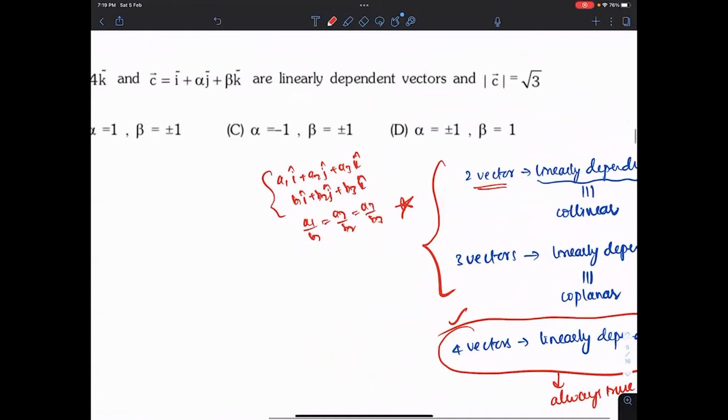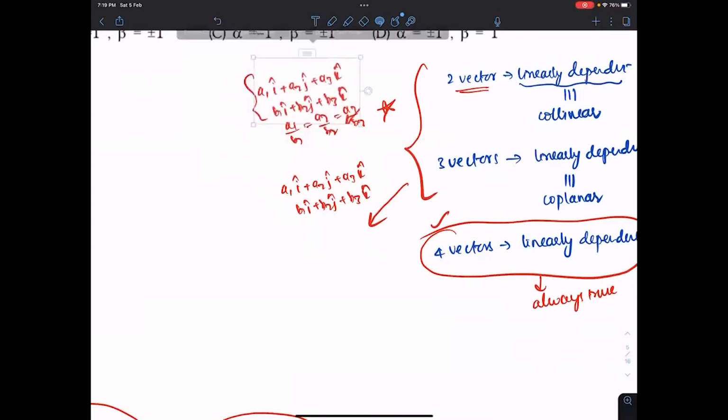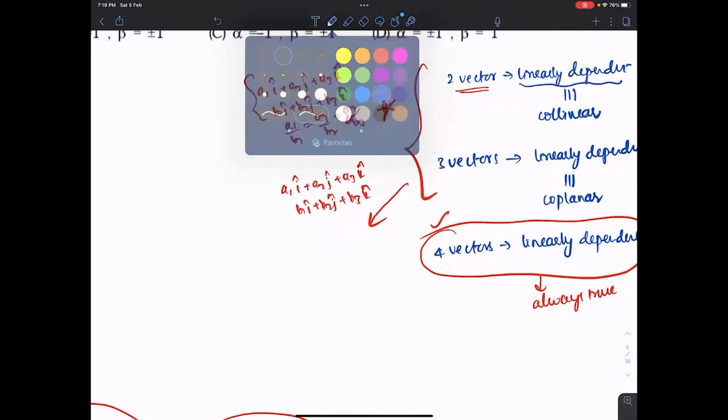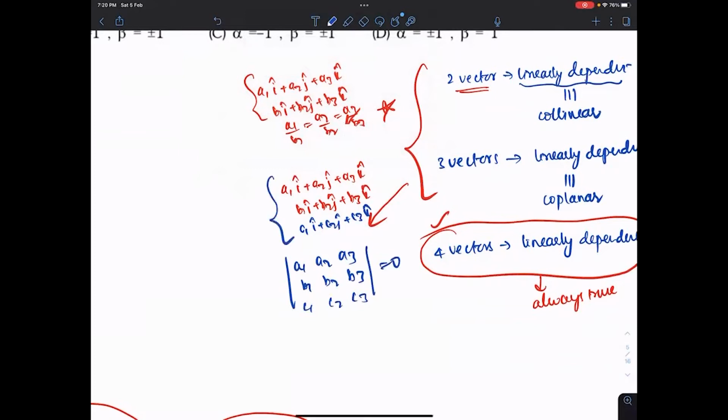No? Same way, if three vectors are linearly dependent, and one more vector is c1 i plus c2 j plus c3 k, then the det of a1, a2, a3, b1, b2, b3, c1, c2, c3 must be 0. Or if three vectors are coplanar, this is the condition.